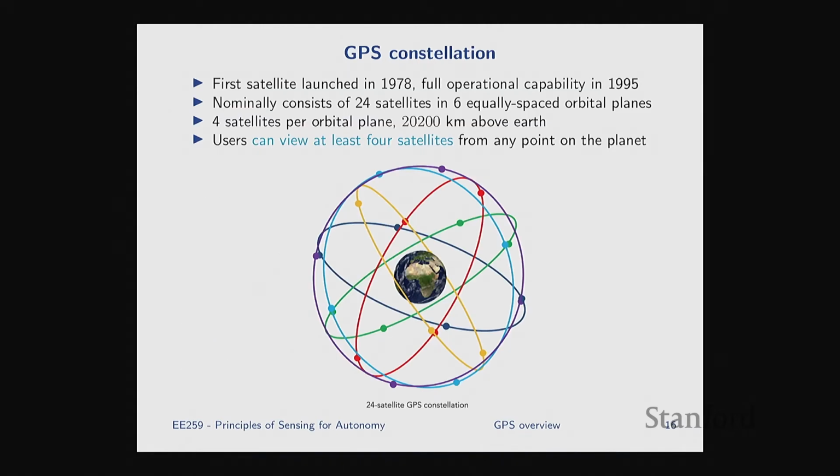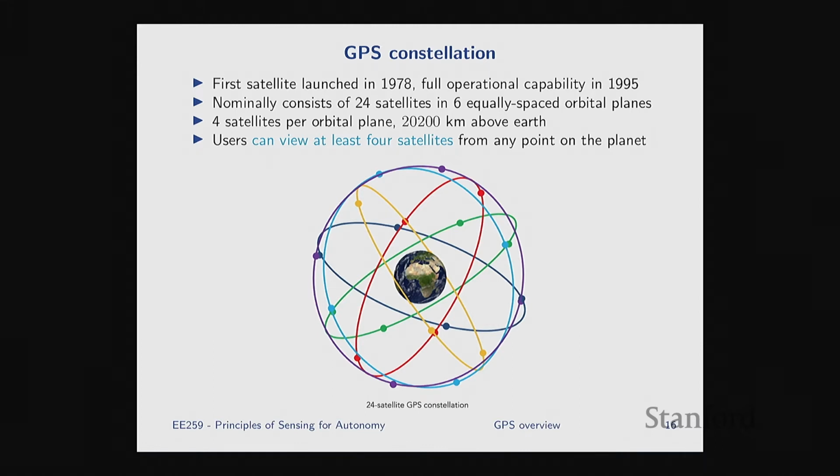So this is just a picture showing the constellation of the GPS satellites that orbit the Earth. The first satellite was launched in 1978, and the system became fully operational in 1995. Fully operational means that it basically started getting full coverage around the globe, with all the good properties that we talked about that were required of the GPS system.